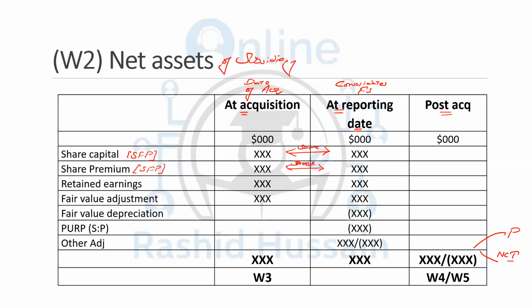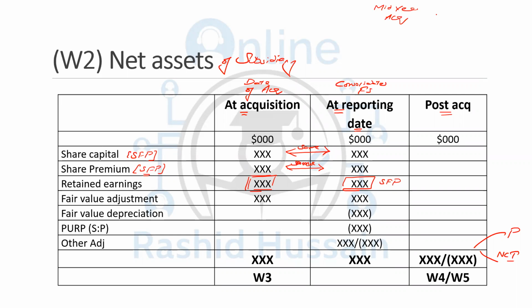And now we have the retained earnings. This is something really important to understand. We have the statement of the financial position of the subsidiary given. If you go to it, you will find the retained earnings at reporting date. But you need to calculate the retained earnings at acquisition. And when the examiner asks you to calculate the retained earnings at acquisition, this is probably the case of a mid-year acquisition.